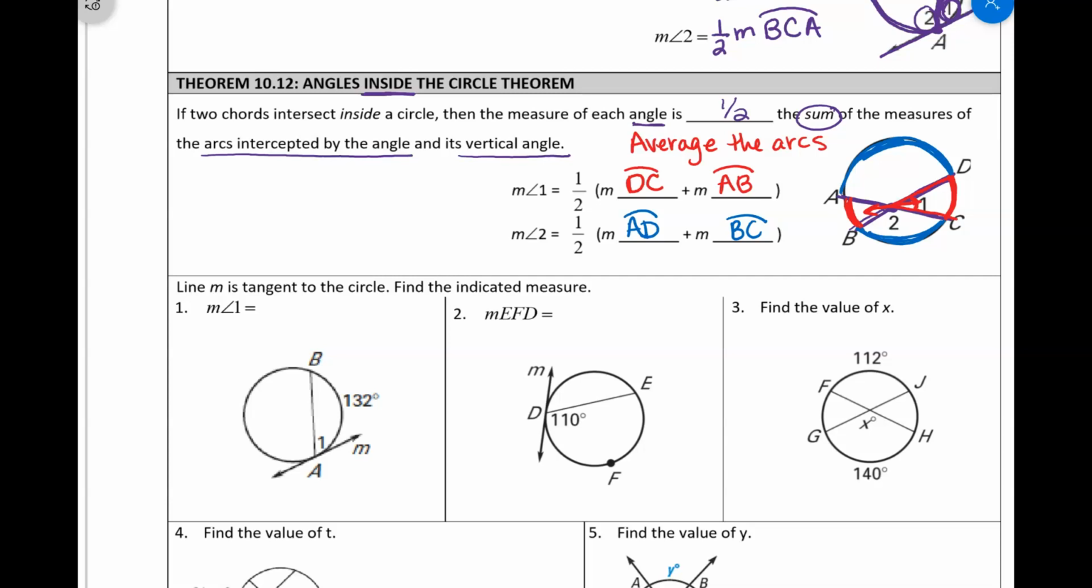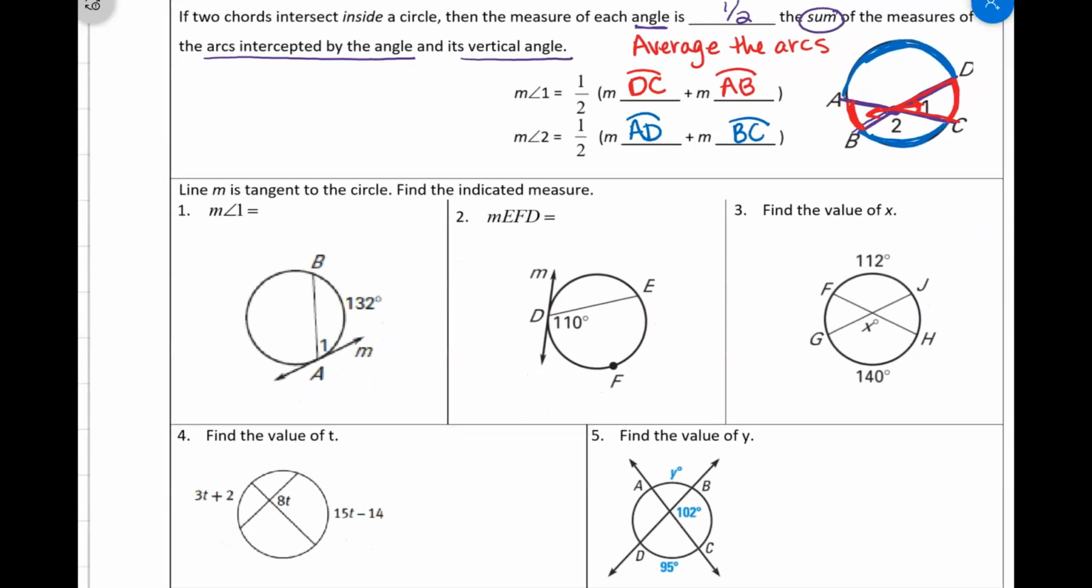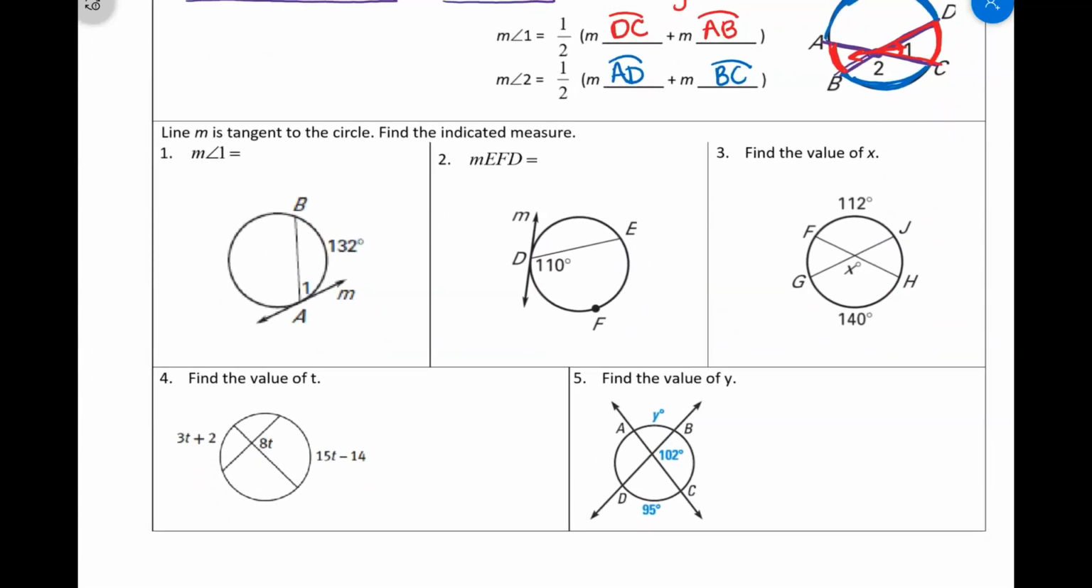Now, let's look at some examples of these two theorems. The first thing I want you to notice, look at all 5 problems. I need you to notice the intersection of the lines. On the circle, inside the circle, inside the circle, inside the circle.